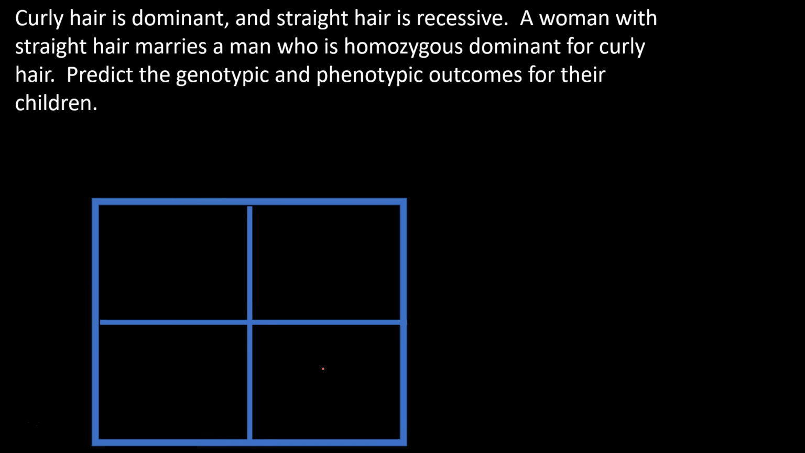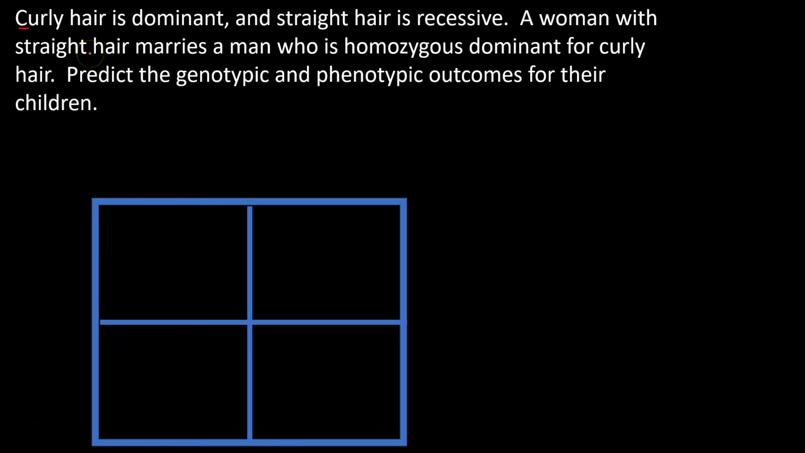Let's go ahead and do one more. Curly hair is dominant and straight hair is recessive. I'm going to use a capital C because that's the dominant trait. Okay? A woman with straight hair marries a man who is homozygous dominant for curly. Predict the genotypic and phenotypic outcomes for their children. All right, so what does this paragraph tell me? What information can I get from here? Well, I know that curly hair is dominant. Straight hair is recessive. The woman has straight hair.